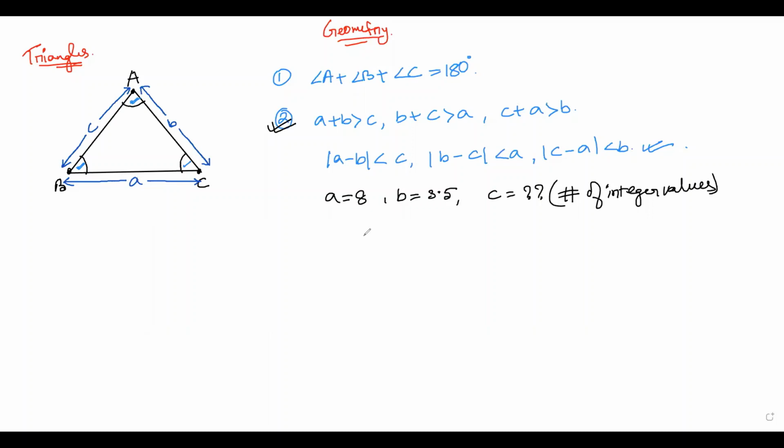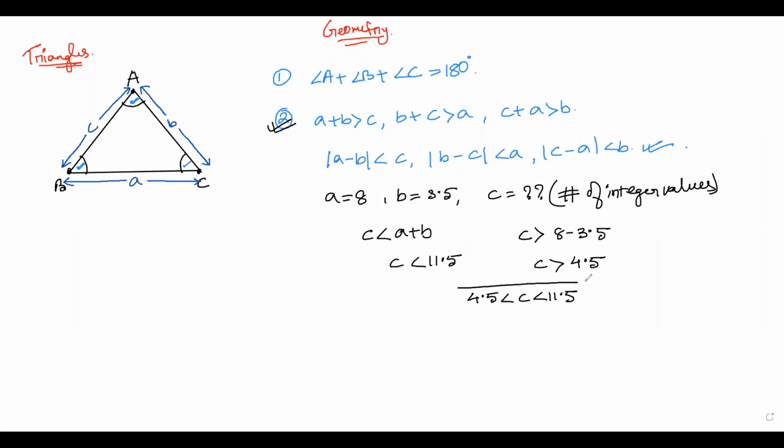So using this, we can say that the third side would be lesser than the sum of the 2 sides, that is a plus b. So c would be lesser than 8 plus 3.5, which would be 11.5. So the length of the third side would be lesser than 11.5 units. Also, the difference of any 2 sides of a triangle is lesser than the third side. So c will also be greater than 8 minus 3.5, which gives c greater than 4.5. So the third side c would be lying between 4.5 and 11.5.